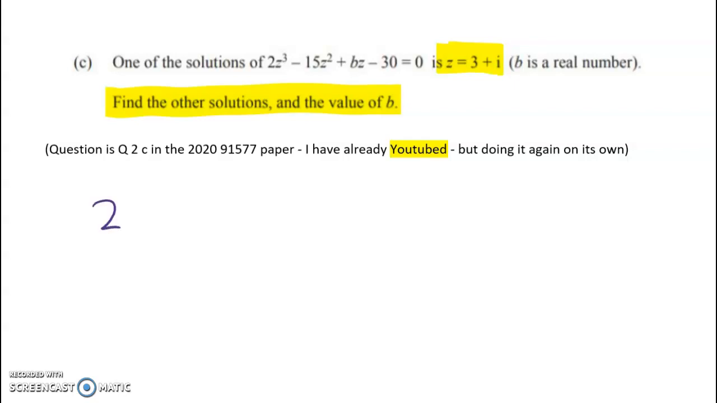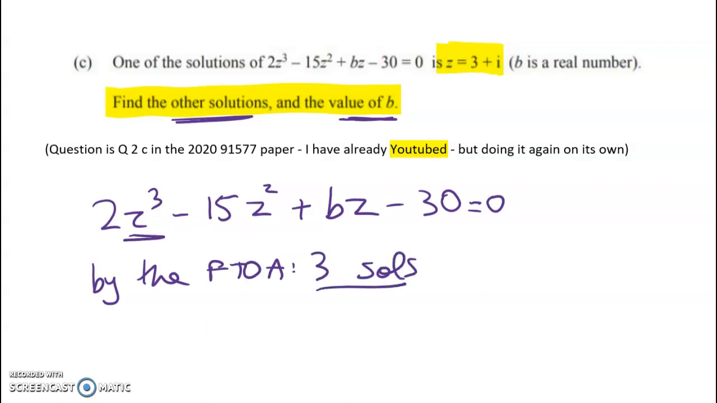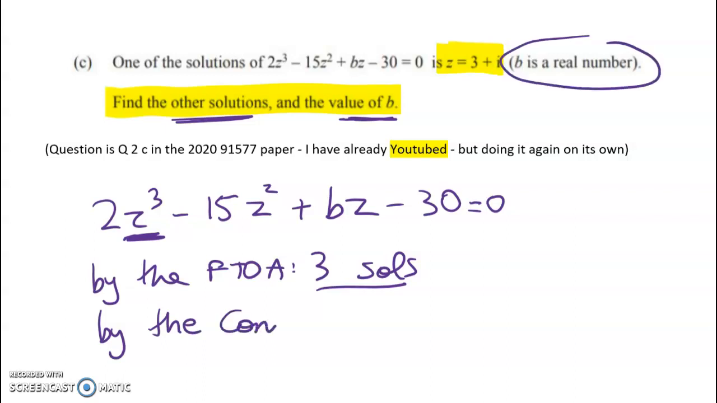So what do I know about my cubic? Well, we know that b is a real number, and we have to find b, and we have to find the other solutions. So there will be 3 solutions by the fundamental theorem of algebra. We're looking for 3 solutions because this is of order 3. And the coefficients are real, not complex. We're told that b is a real number. So by the conjugate root theorem, we know that 3 minus i is another solution.